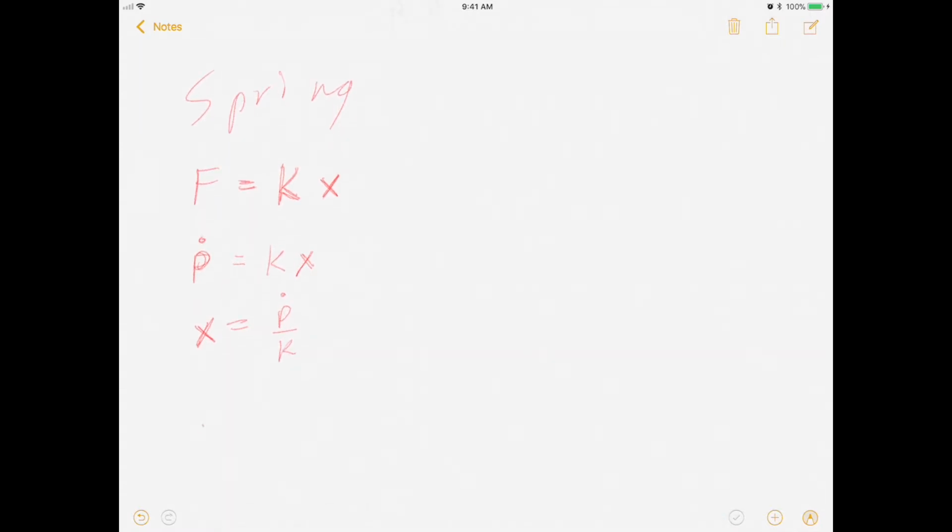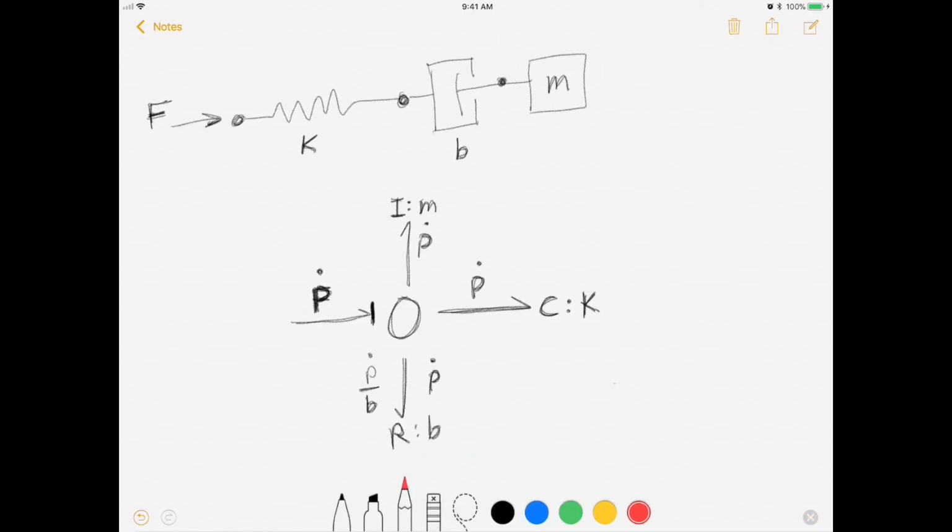Well, we're looking for X dot, so we're going to add a dot on this side. Then we're going to add another dot on this side because we added a dot on the left side. And we're going to get P double dot over K. So P double dot over K is the flow of the capacitor right here.